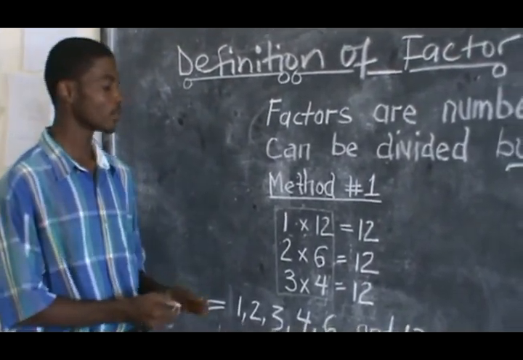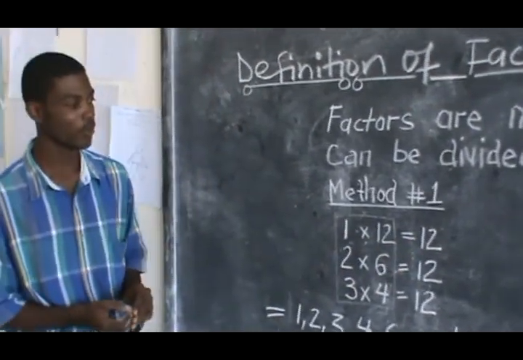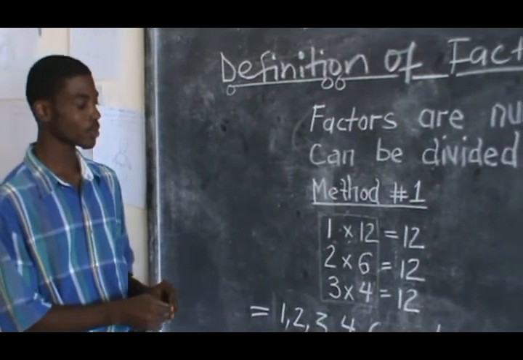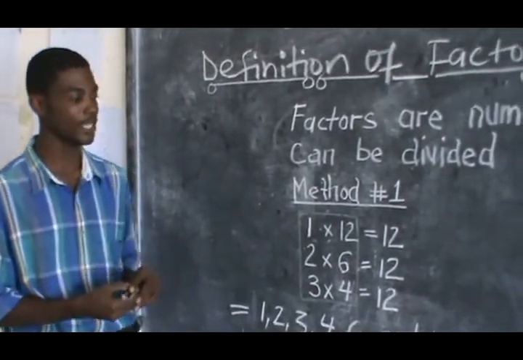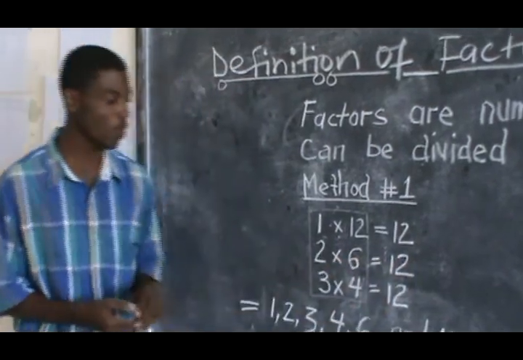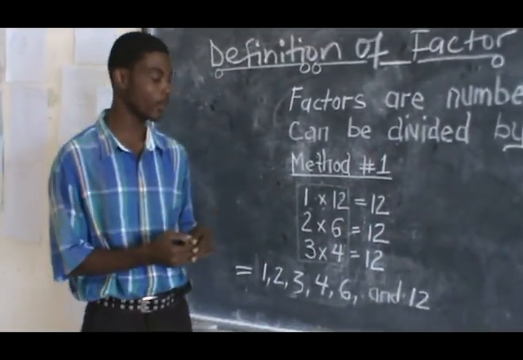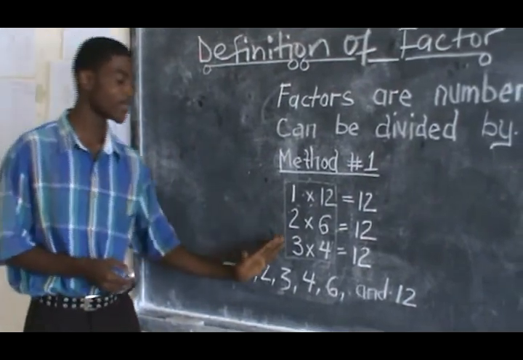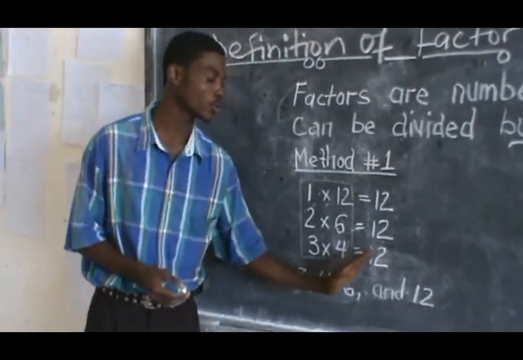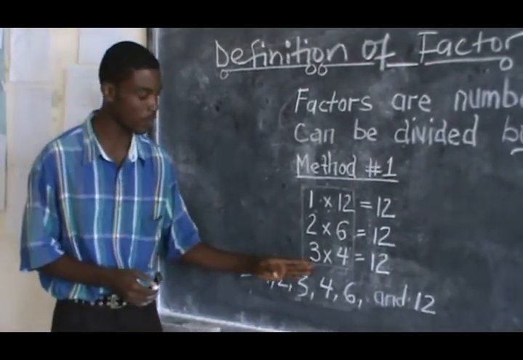So we start. 1 times 12 equals 12. We go on to 2. 2 times what number can give us 12? 2 times 6 equals 12. We go on to 3. 3 times what number can give us 12? 3 times 4 equals 12. So we move on to the next number. We move on to 4.